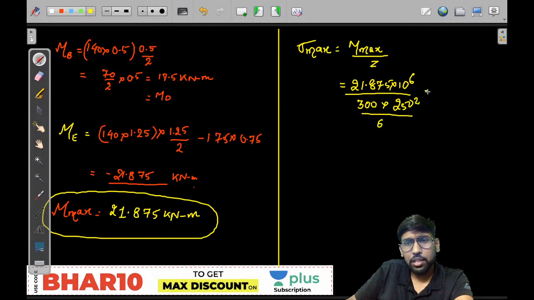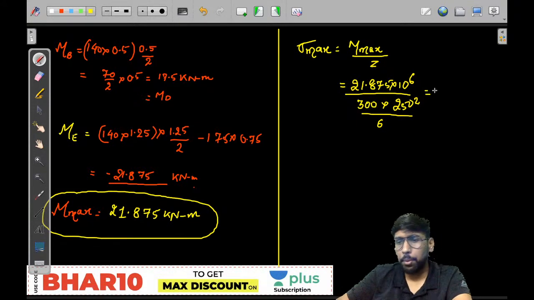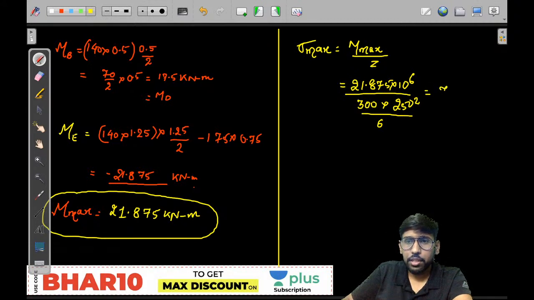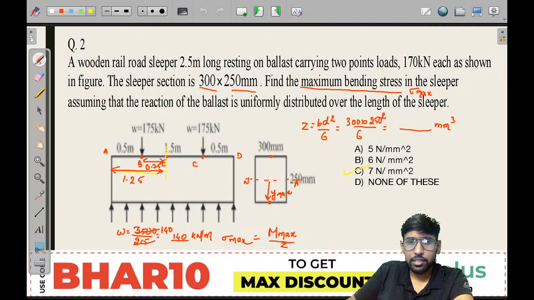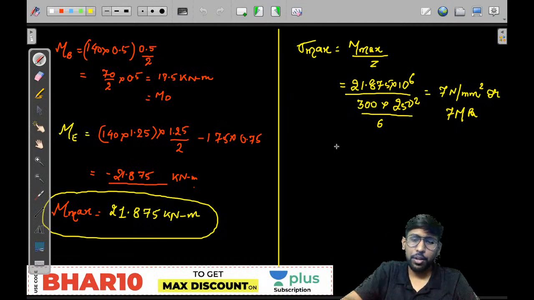Give me the value of sigma max. What is the answer you are getting? Yes, 7 Newton per mm square or 7 megapascal. So the correct answer is 7, that is C. Very good. So the correct answer is 7 megapascal.